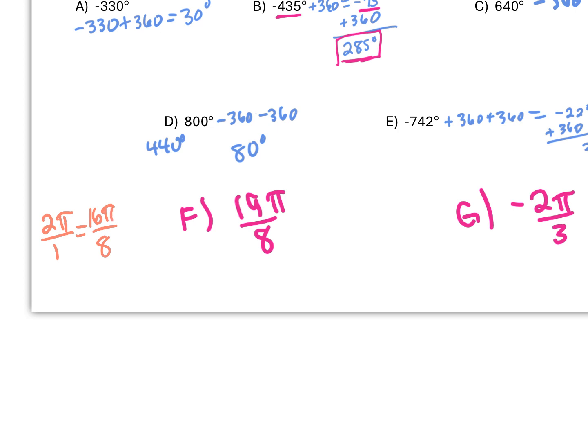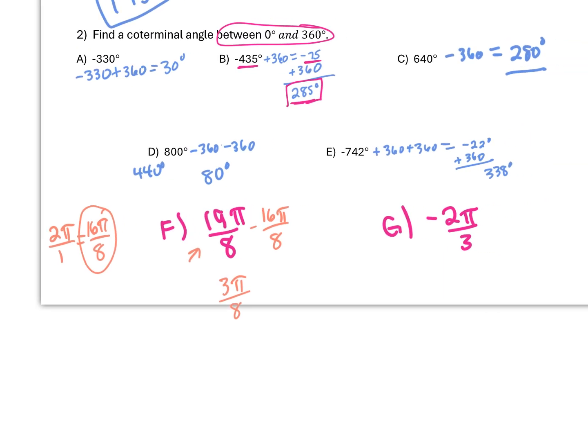What would the fraction be? 16 pi over 8. So this number here is bigger than 2 pi. So we have to subtract 16 pi over 8, and that gives us 3 pi over 8. 3 over 8 is definitely less than 16 pi over 8, which is equivalent to 2 pi. So that's your answer. We don't have to subtract again or anything. Okay?